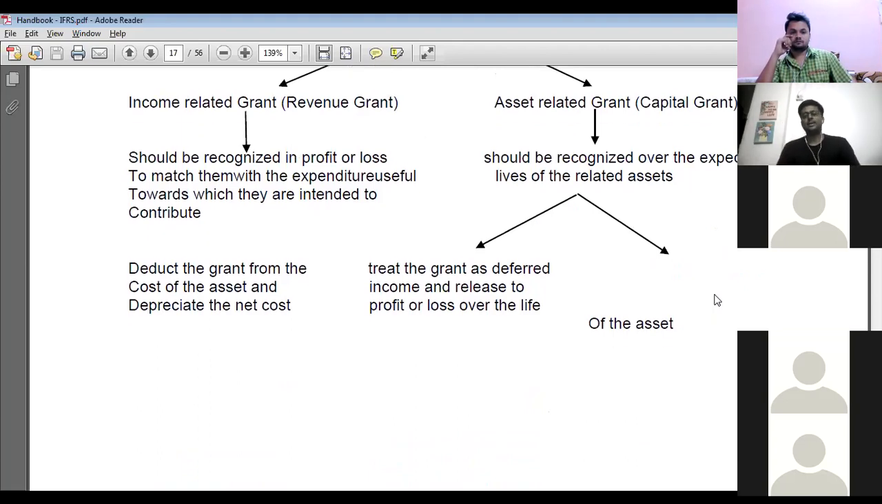Dusra hota hai asset related grant. So asset related grant mein yani ki jab agar koi machinery ya koi other long term asset purchase karne ke liye government ne grant diya, so that is called capital grant. So capital grant ka treatment kya hoga, usme bhi do option.